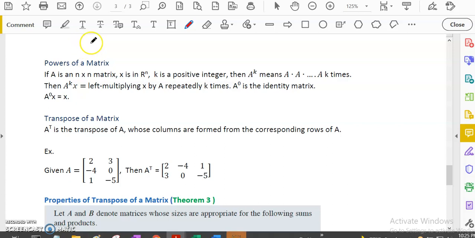Linear Algebra students, this video is for chapter 2.1 part 3. The last topic is about power of a matrix. That means multiplying a matrix multiple times, and also a new notation called the transpose of a matrix.